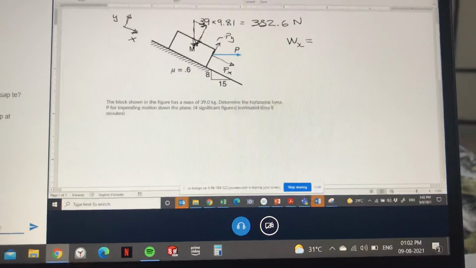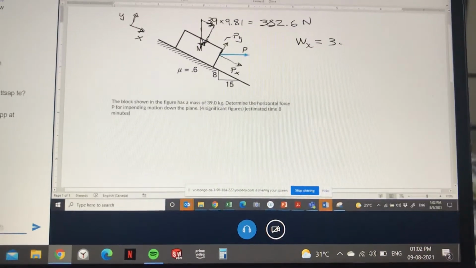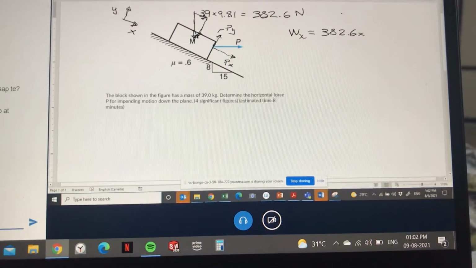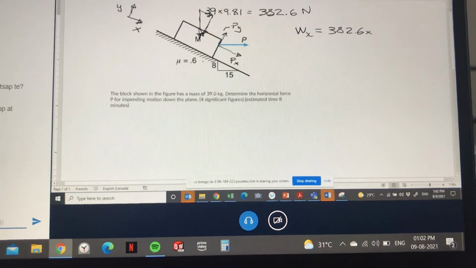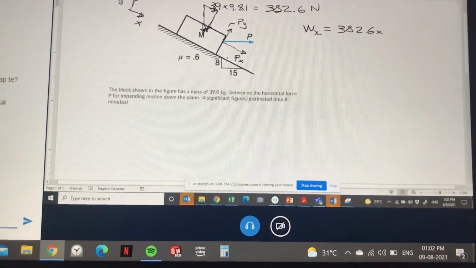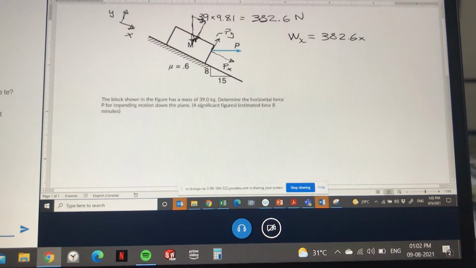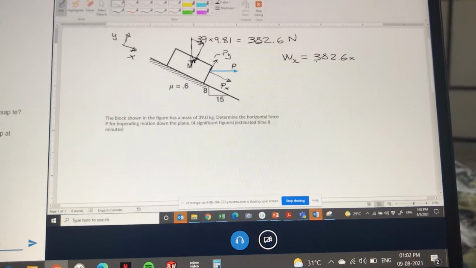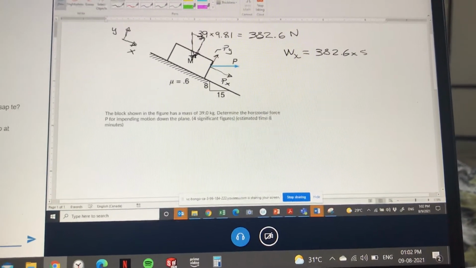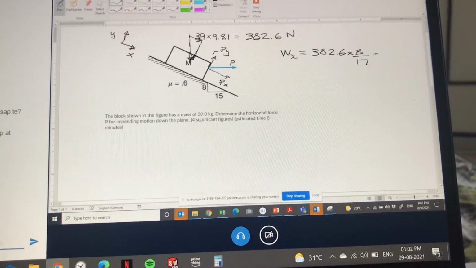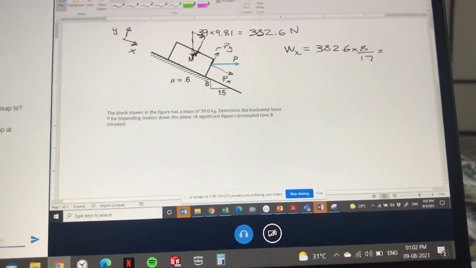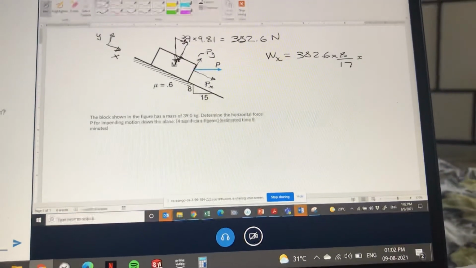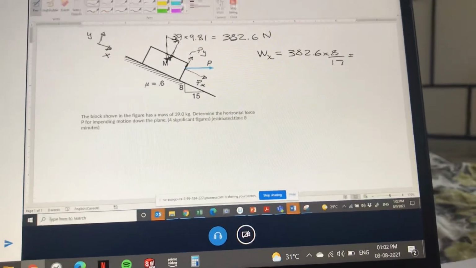in the x direction is going to be 382.6 times. That's what you need to be careful with here. You know that this angle here is the same angle as here. So your x component is going to be basically the 8 divided by 17 component. Okay. So I'm pretty much flying over this because you guys have seen this before. So I'm not doing a full explanation.